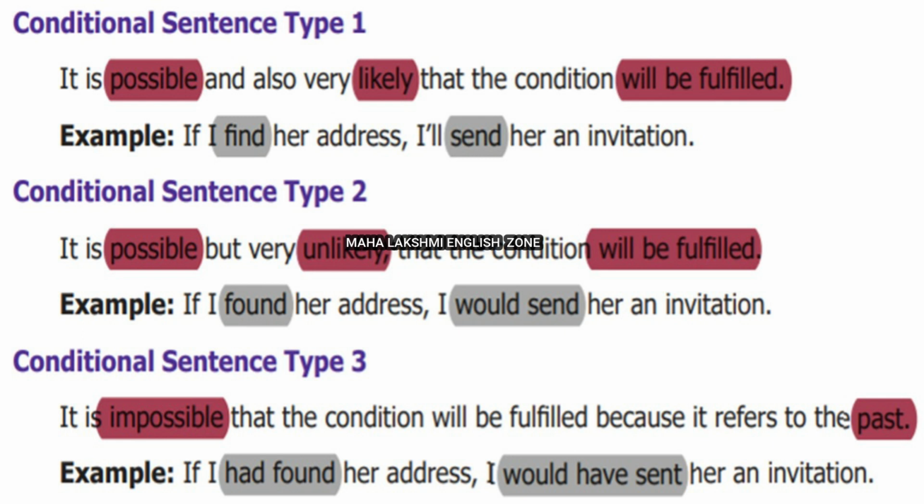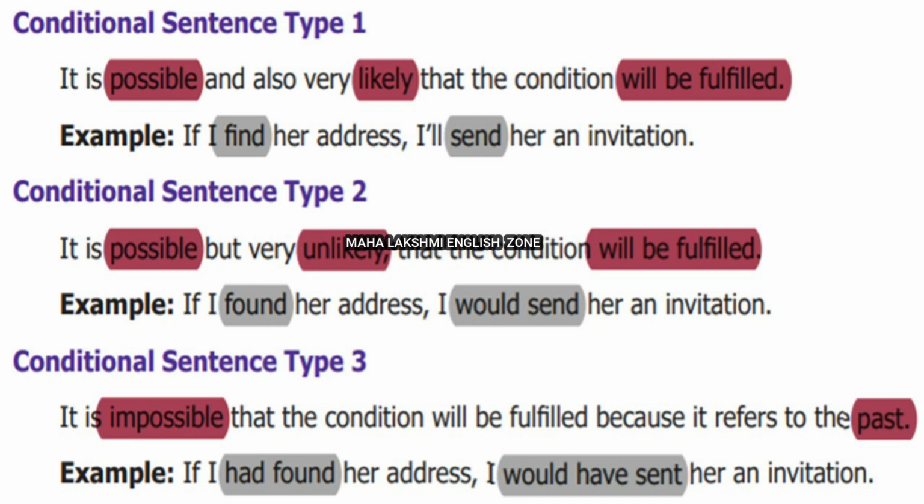In conditional sentence type 1, it will be a possible sentence, and that possible sentence we would mostly like, and that can be fulfilled in the future. So the sentences given in type 1 will be a possible statement, and that statement, or the result, we would like, and we can fulfill it in the future. So for example, if I find her address, so find is the present tense. So in the if clause, if we have present tense, our answer will be will plus send. So here the answer is will.